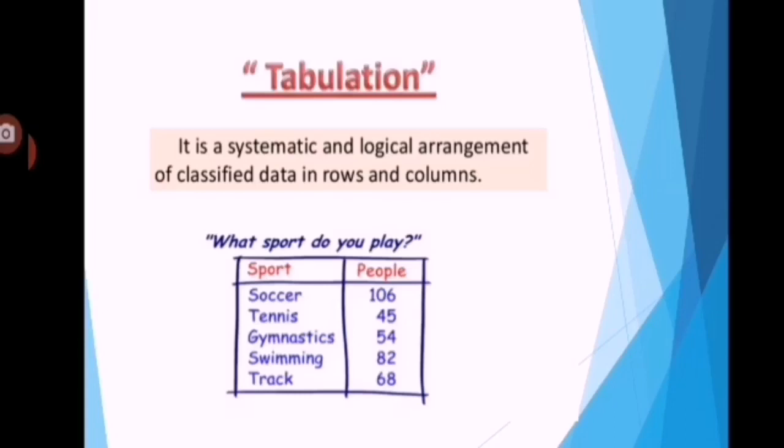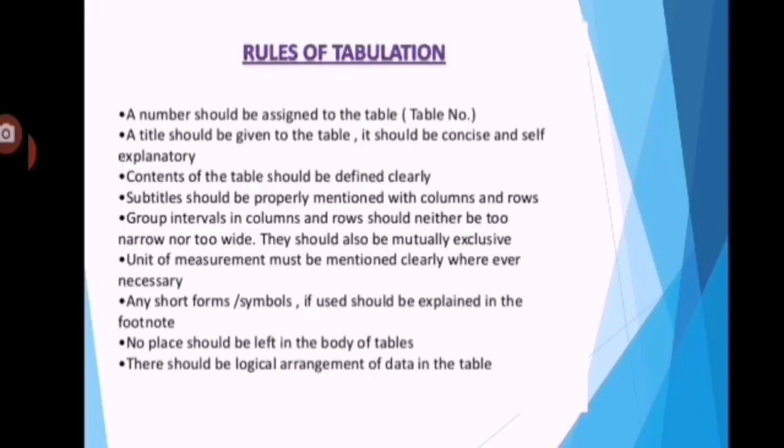Now we shall go to the rules of tabulation. A number should be assigned to the table, that is the table number. A title should be given to the table. It should be concise and self-explanatory. Content of the table should be defined clearly. Subtitles should be properly mentioned for columns and rows. Group intervals in columns and rows should neither be too narrow nor too wide. They should also be mutually exclusive.